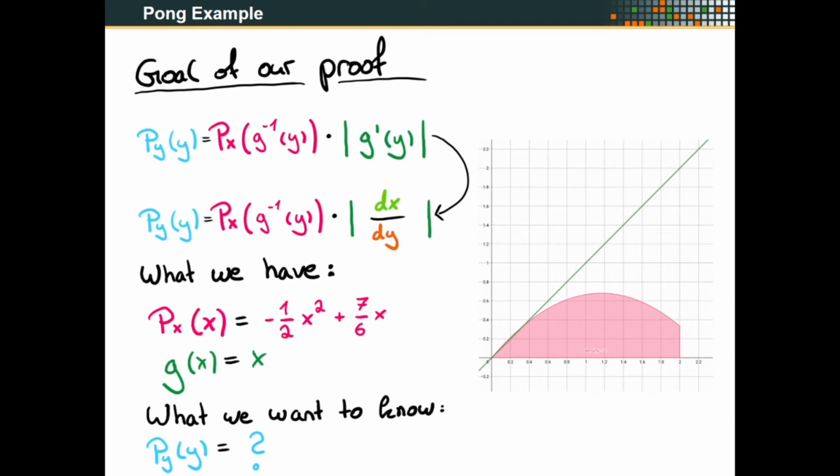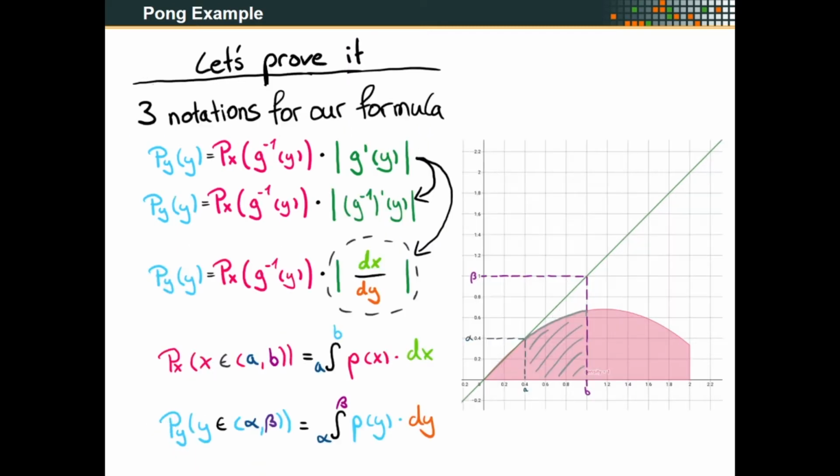As already shown in the lecture, the derivative of g of y can also be expressed by dx divided by dy. This notation will come in handy while explaining our proof. On this slide you see three different notations for our formula. Don't worry about them now, we will explain them later after the proof. To have a starting point of our proof, we need an assumption. We will here use an assumption which offers us the usage of dx and dy.